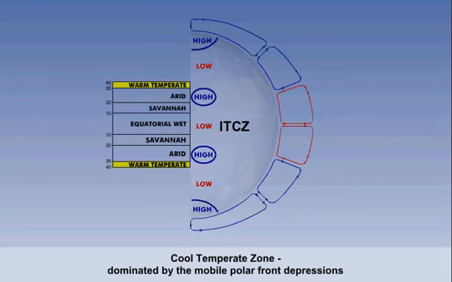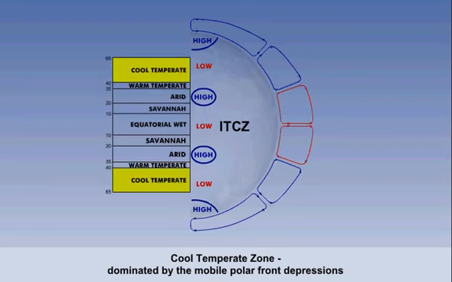The next zone forms part of the temperate latitudes and is called the cool temperate zone. This typically extends from approximately 40 degrees to 65 degrees latitude. This zone is dominated by the travelling polar front depressions and their counterparts, the cold anticyclones or ridges. These move across the globe from west to east. The weather is typically very unsettled throughout the year.